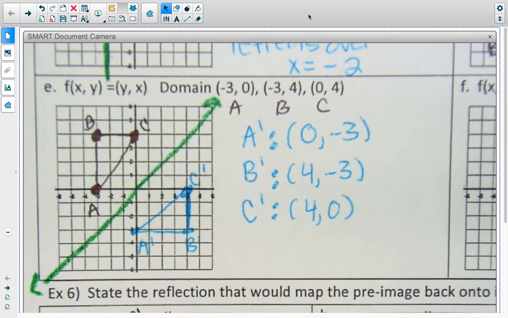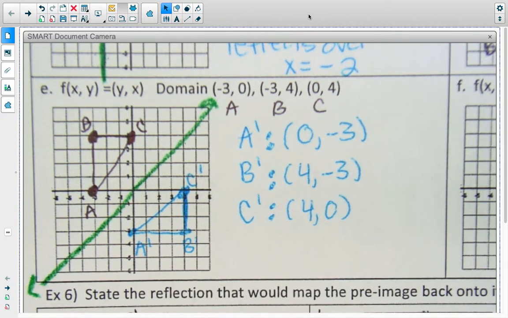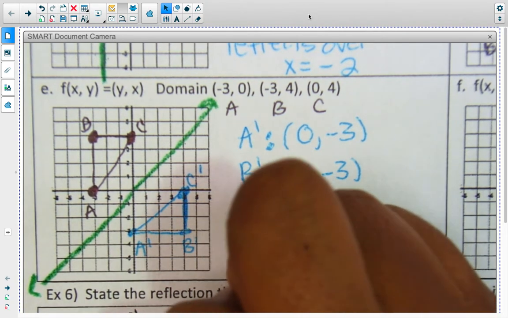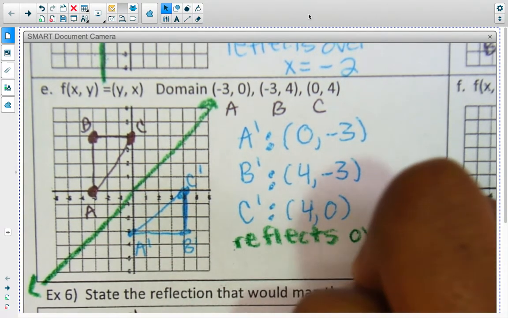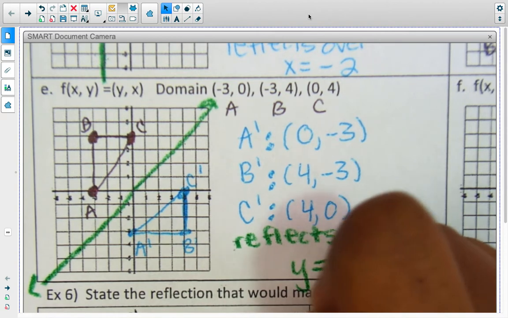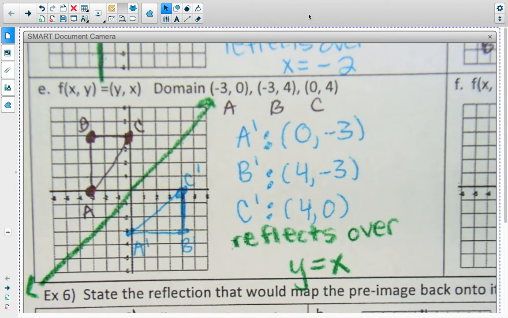Now, what is the equation for this diagonal line? Well, for Math 1, this is our most basic linear equation. So this reflects over y equals x. So this is a reflection over the line y equals x. And last but not least, we're going to take a look at one more reflection before we start summarizing our rules.